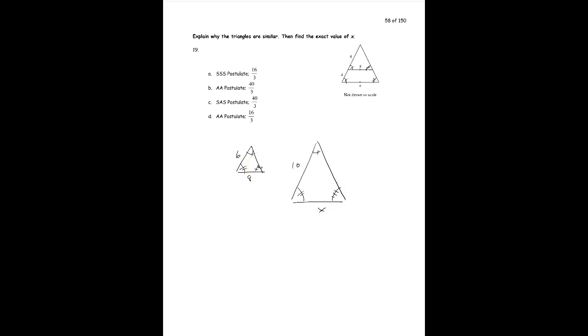So the angle postulate is what's going to give it. So it's definitely not these 2 because those are the wrong ones. And then we just need to find X. So we can use our proportions here. 6 scales up to 10, so 6 divided by 10 is going to equal 8. 8 scales up to X.